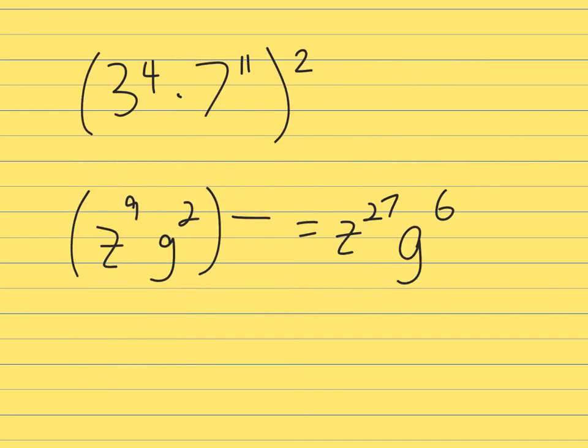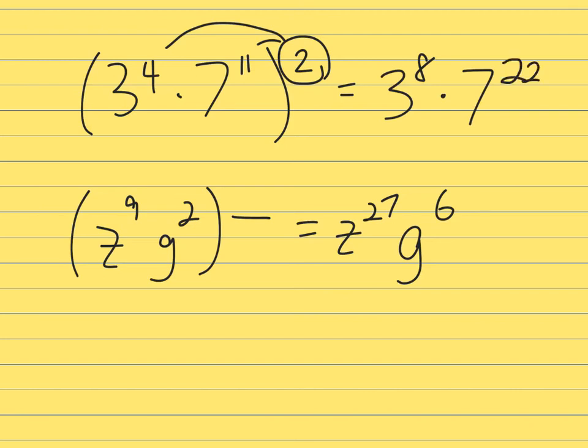Next one is a power of products. We have 3 to the 4th times 7 to the 11th raised to the 2nd power. So we're going to take that 2nd power and apply it to the 3 and the 7. So if we do that, we keep the base. Power raised to a power, we multiply. So 4 times 2 is 8. So 3 to the 8th power times 7 to the 11 times 2. And that would give me 22. So 7 to the 22nd power.